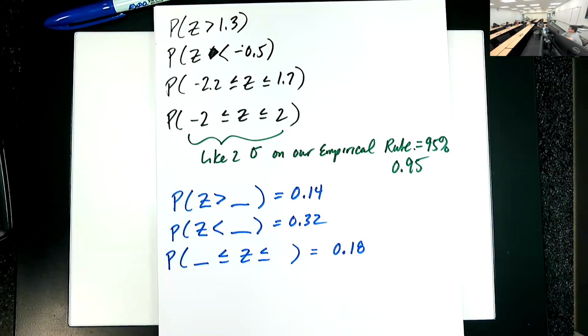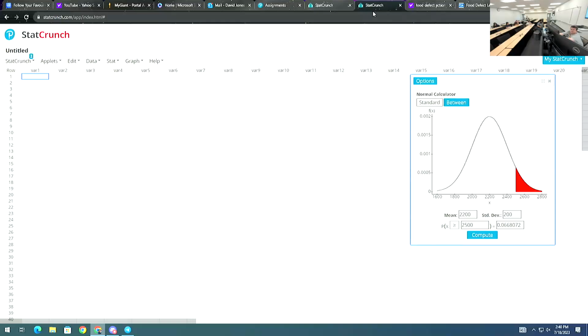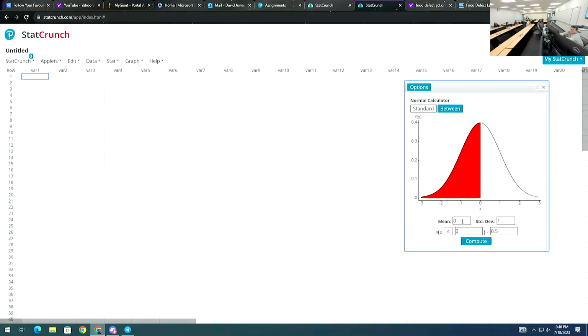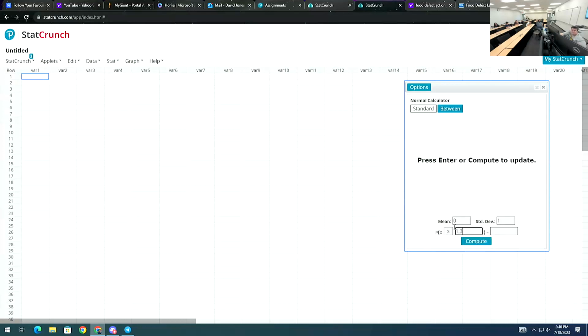Here, you guys ready? I'm going to find these values, show you how to find them and walk through it. And I'll talk about some more types of problems you'll see. We're going to go stats, calculators, normal. And I'm going to leave it at mean 0, standard deviation of 1. The first one I had was greater than or equal to 1.3. So I'll write down the values StatCrunch gives me.